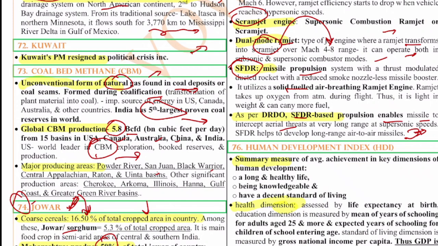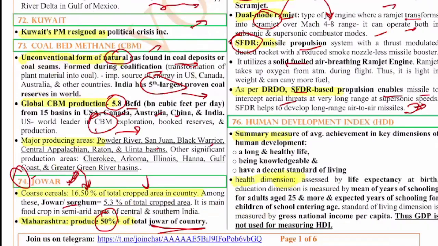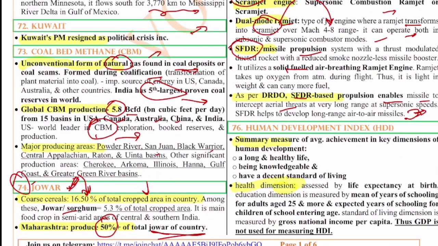Because in this SFDR, the engine will take all the oxygen and everything from the air itself, and it will not carry extra oxygen. Next, the 76th question is on Human Development Index.